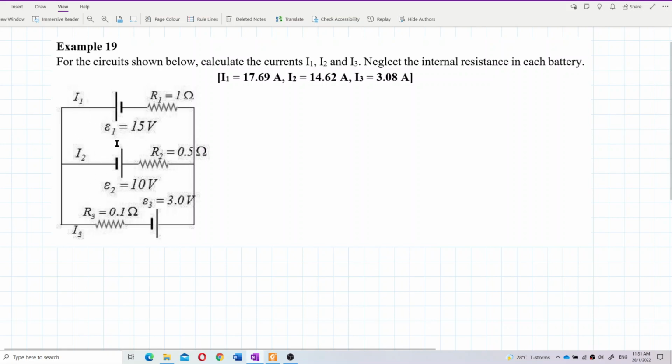Good. Actually, there are three loops here. You can take the loop on top as one loop, the loop below as another loop, and then the whole thing, the outside loop, is the third loop. It looks like two loops, but actually there are three loops. So we need to find all the currents.